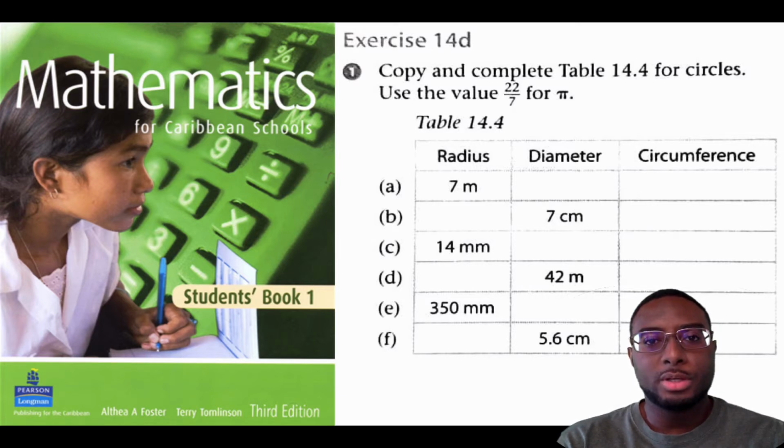Now you can feel free to use either of the two equations that we discussed. If you have the radius, you may want to use 2 pi r. And if you have the diameter, you may want to use the formula pi times d. But in either case, you are supposed to complete this table.